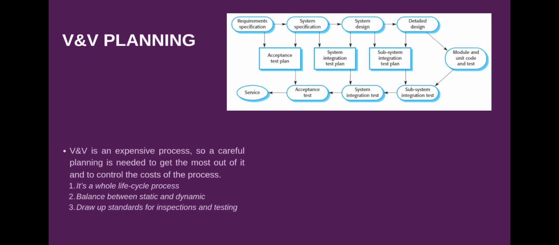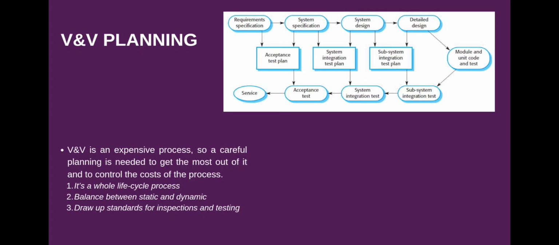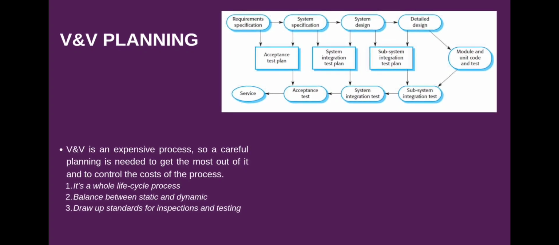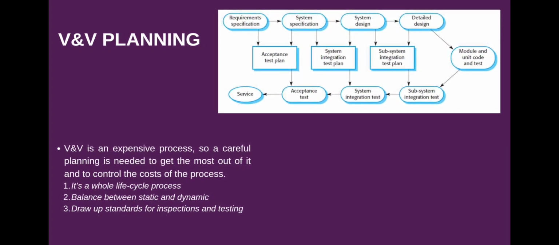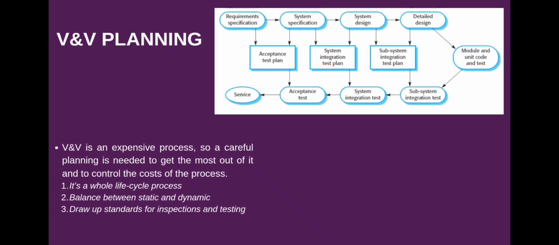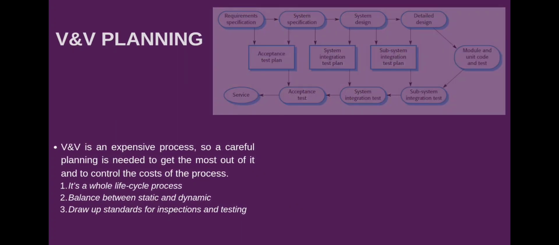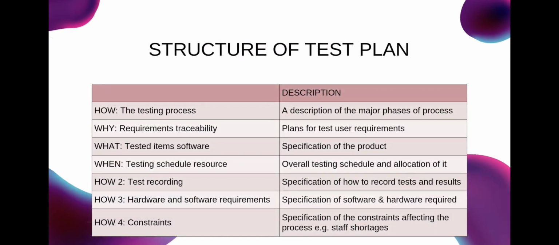This is the graph for V&V and planning process. Verification and validation is an expensive process, so a careful planning is needed to get the most out of it and to control the cost of the process. This is because it is a whole life cycle process. It is a balance between static and dynamic, and it draws up standards for inspections and testing. This is the structure of test plan. For the test plan, we are going to implement the questions how, why, what, and when.